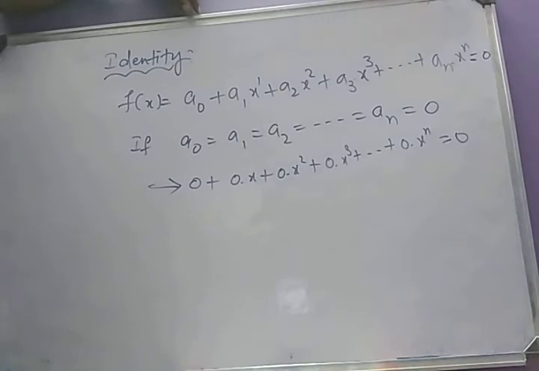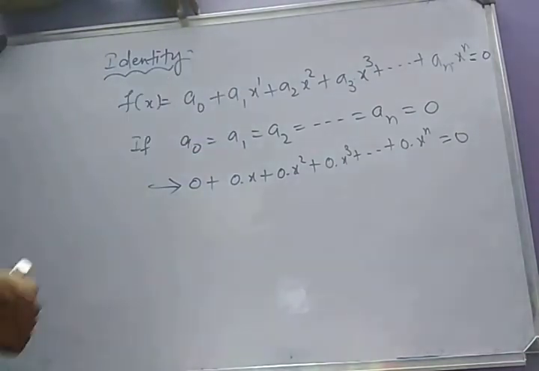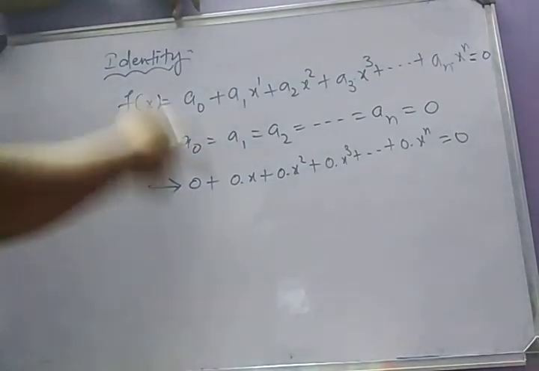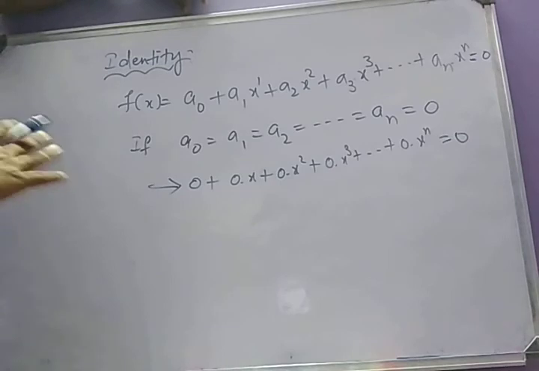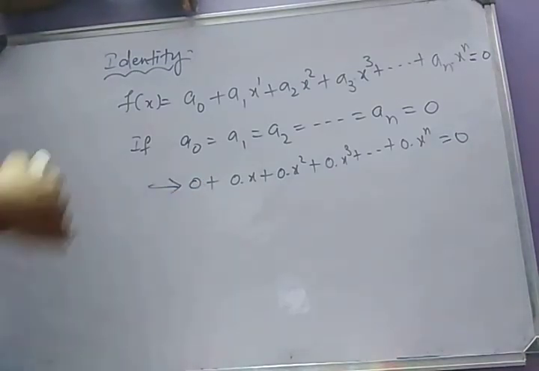Instead, there is a special name. It is called an identity. If all the coefficients are equal to 0, then it is called an identity. It is not called a polynomial equation anymore. It is called an identity if all the coefficients are equal to 0.